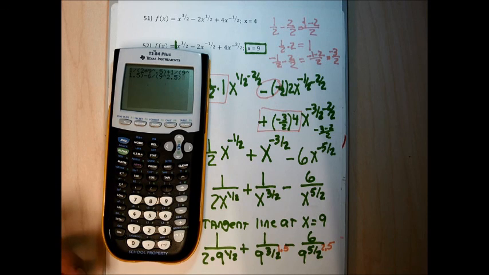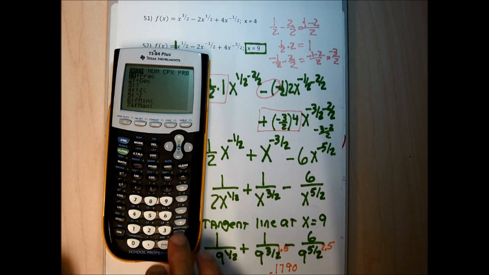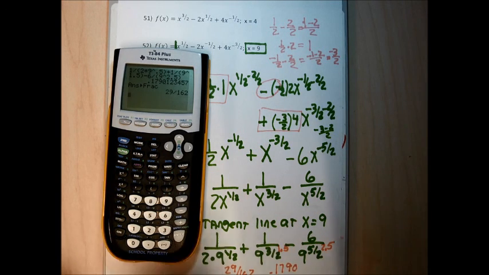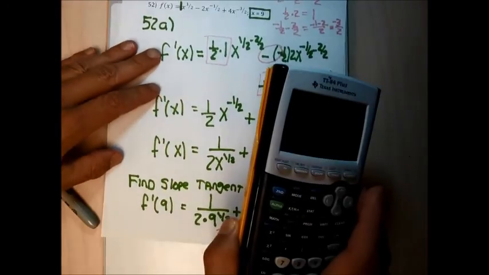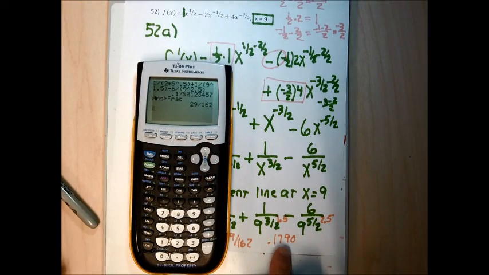My best guess is that this is an ugly decimal, 0.1790. I don't like that so much, so I'm going to math, enter, enter, and I get 29 over 162. There's a real easy way to check whether you're right or wrong, and I'm going to do that just to be safe here. So, because I'm fixing a mistake, I don't want another mistake on my video, and I can find out if my slope of my tangent line has the right decimal.